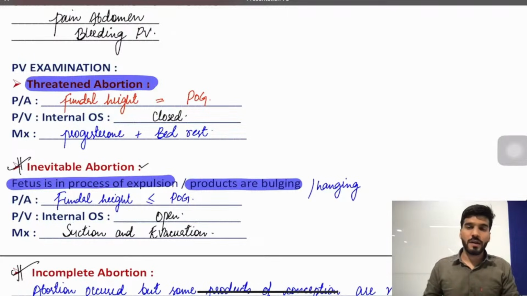Then anembryonic, we have a blighted ovum. Again, we'll go for dilatation and evacuation. Os is closed. It is also asymptomatic. There is no embryo present, but the gestational sac is present with no pole. That is all about the types of abortion.